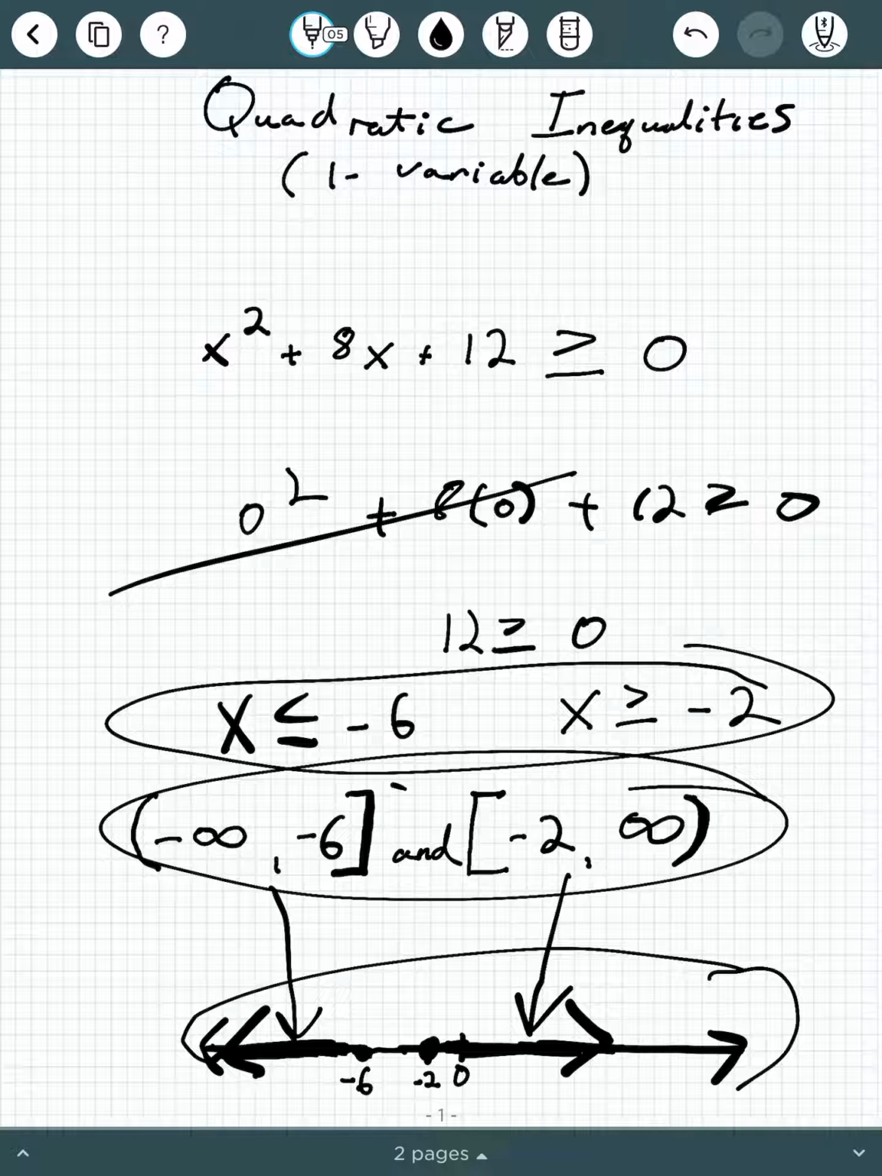All right, let's look at one more of these quadratic inequalities just to get a little bit more practice. So if we go to the next page, we'll do the same thing. We know that it'll be an inequality that has x squared in it.